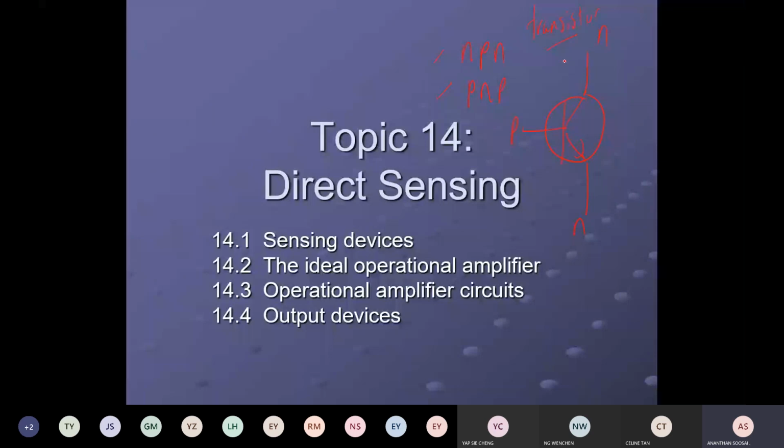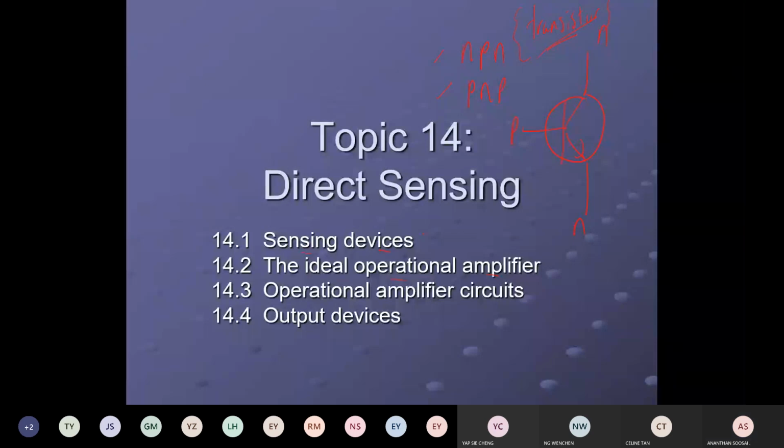O levels, did you learn about transistors? SPM, I think you do learn about transistors, right? So what is a transistor? A transistor is a device that amplifies the signal. We're going to talk about a bigger version of this transistor, called the operational amplifier. First, in electronics, we're going to talk about all the sensing devices first.